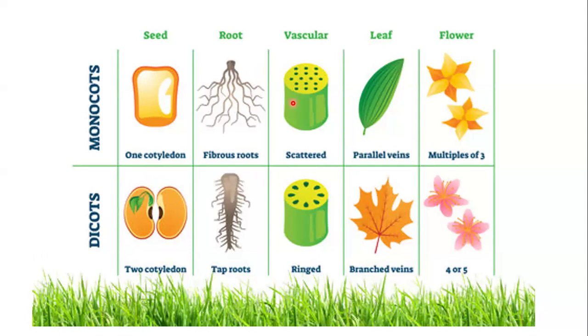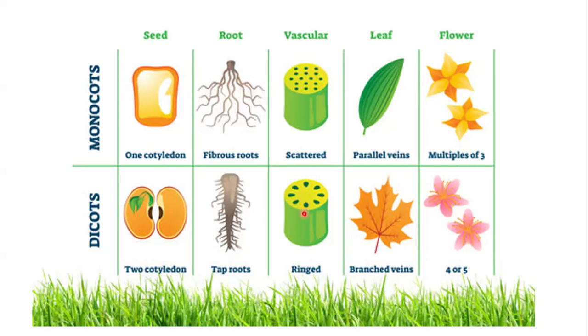Okay. So this one, it has taproots. Remember, one main root, and the other little ones branching. All right. And then the fibrous roots, there's no one main root. All of the roots are just scattered, right? No one main root.